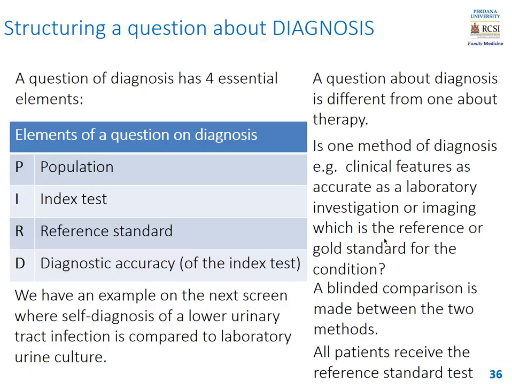Questions about diagnosis are different because you're not giving the patient treatment, so therefore there's no I for intervention. The P is the same, population, but the I here becomes index test. Effectively, a question about diagnostic accuracy is comparing one way of diagnosing a condition with another way, the second way being the so-called reference or gold standard. And then the D is the diagnostic accuracy of the index test versus the reference standard. Let's look at an example to make it clearer.